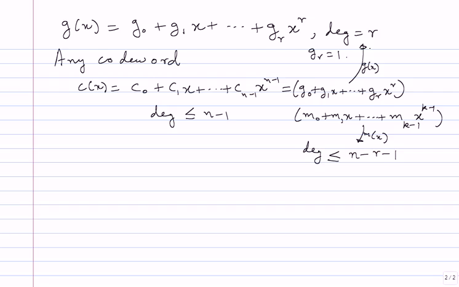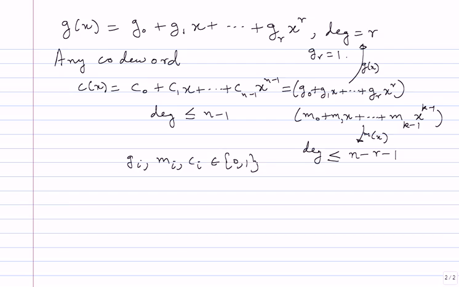So if I take any m of x with binary coefficients, remember all these things are binary, so the g i, m i and c i are all 0 or 1. As long as I take any binary m of x of degree less than or equal to n minus r minus 1, what will I get? I will get a valid code word of the BCH code. Is that correct? And if I take two different m of x's, will I get the same code word?